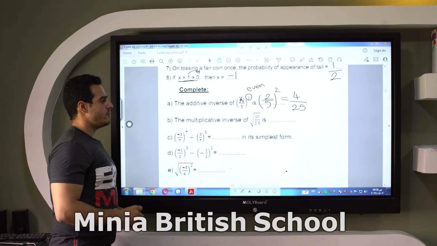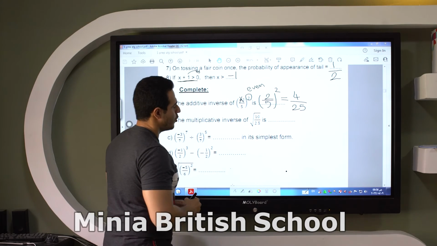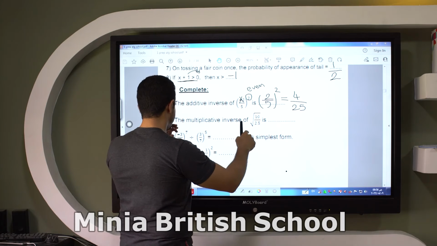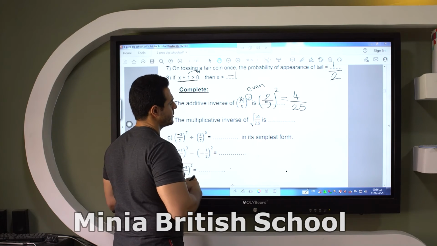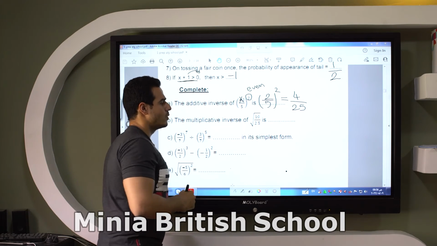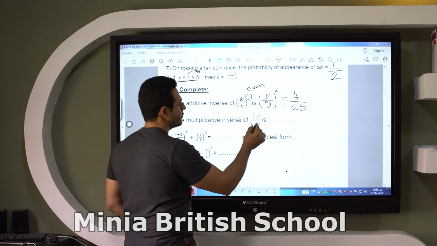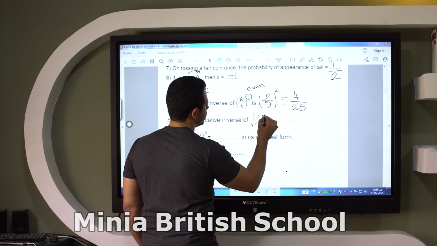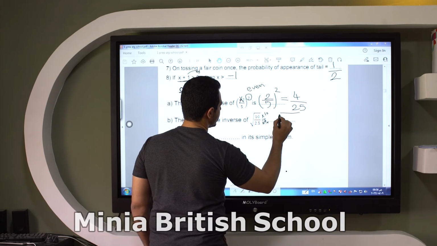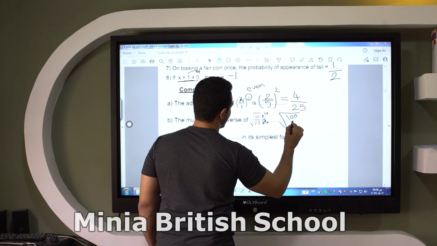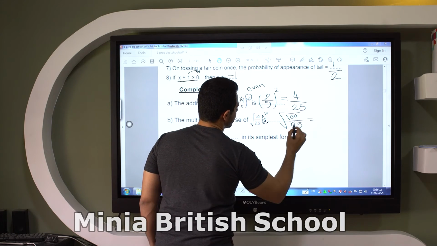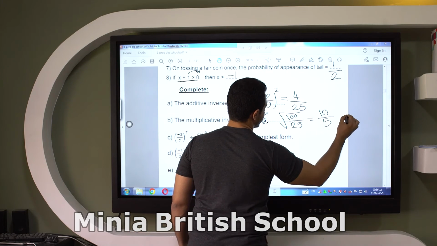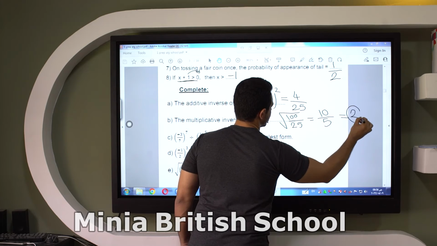B: the multiplicative inverse of square root of 10 over 2.5. At first, we must convert the denominator into a whole number. 2.5, we will multiply it by 10 up and down. So it will be square root of 100 over 25. Square root of 100 over 25 equals 10 over 5, in the simplest form equals 2.